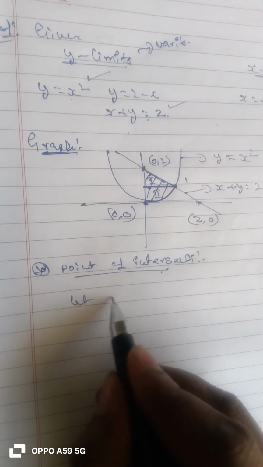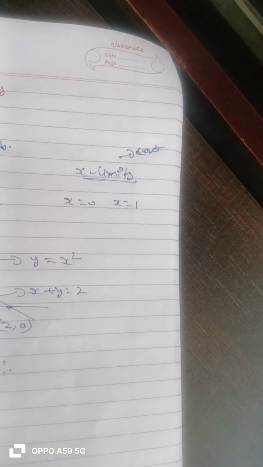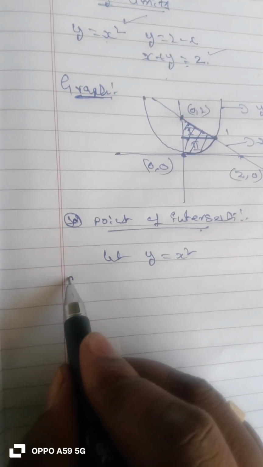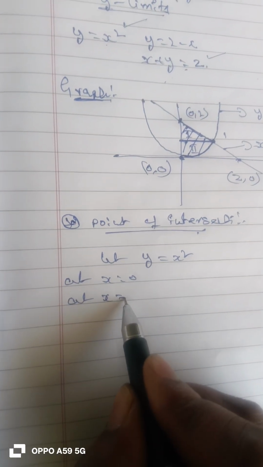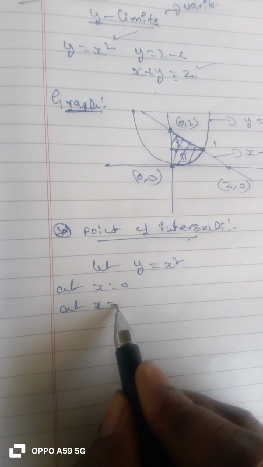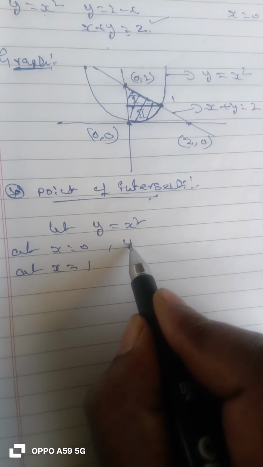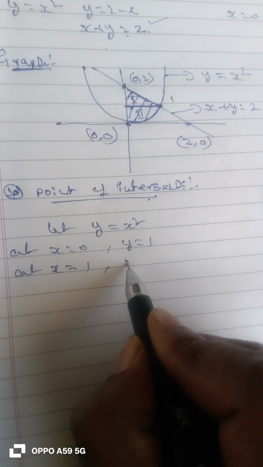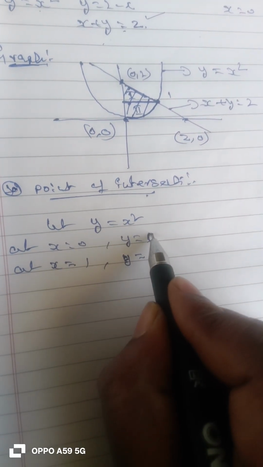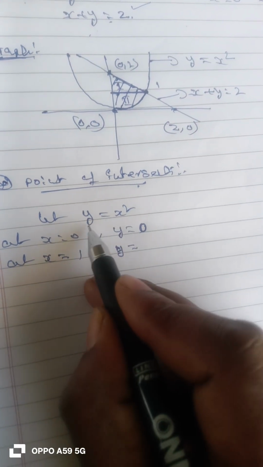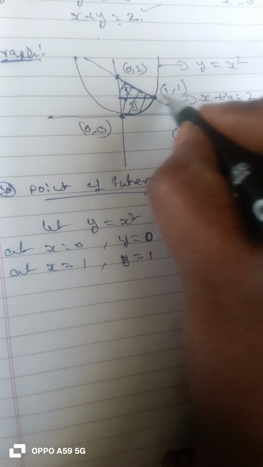Let the curves be y is equal to x square. If you substitute the constant limits, at x is equal to 0, and at x is equal to 1, then what will happen? The y also becomes 1. So x is equal to 0, y is equal to 0, and x is equal to 1, y is equal to 1, so we are getting the point 1, 1.